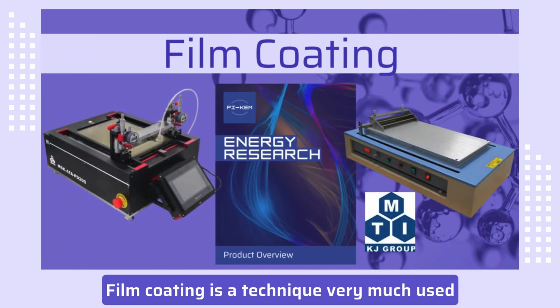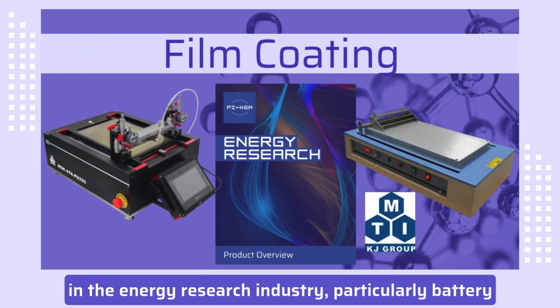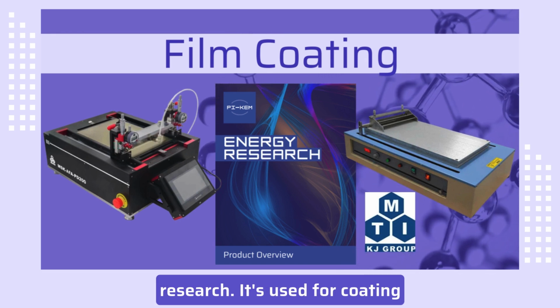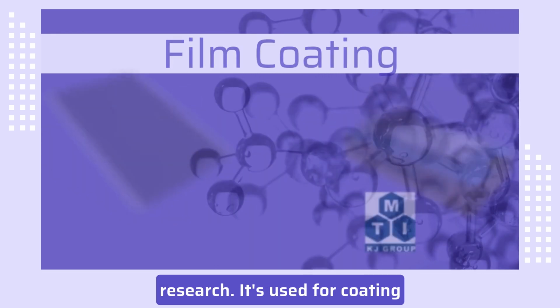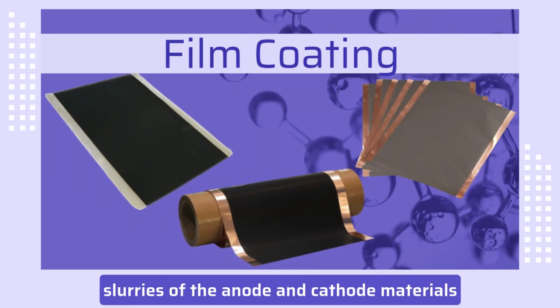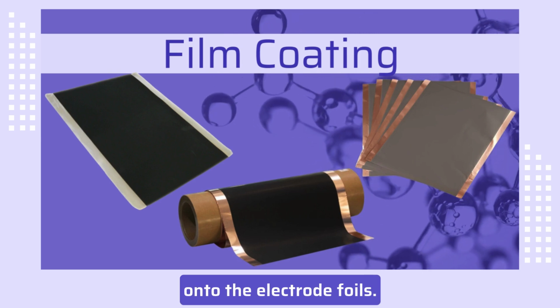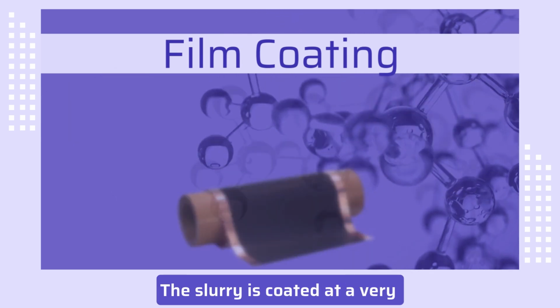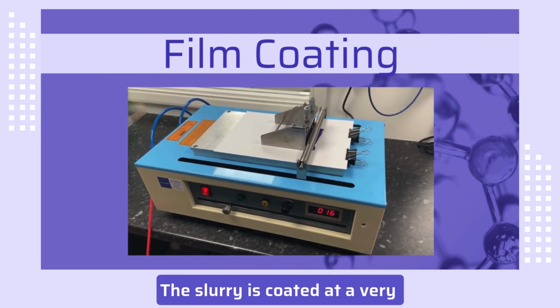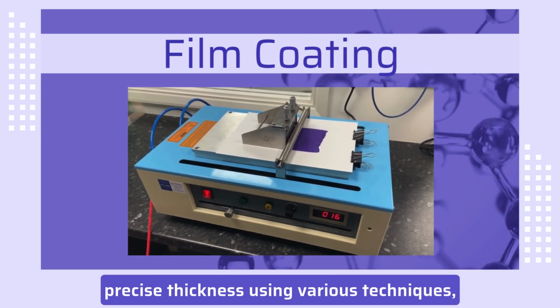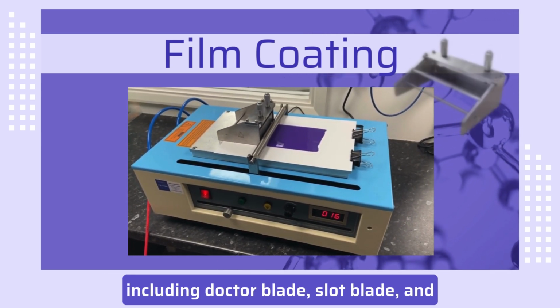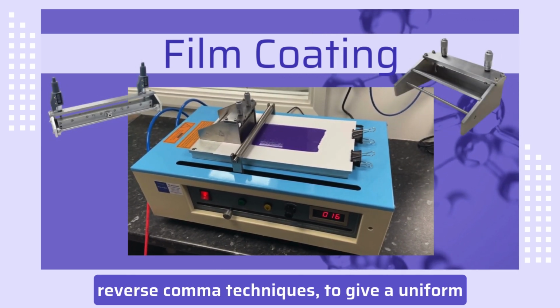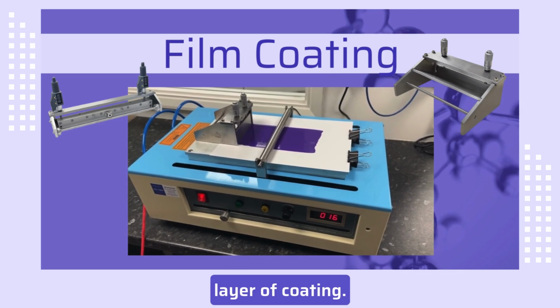Film coating is a technique very much used in the energy research industry, particularly battery research. It's used for coating slurries of the anode and cathode materials onto the electrode foils. The slurry is coated at a very precise thickness using various techniques including doctor blade, slot blade and reverse comma techniques to give a uniform layer of coating.